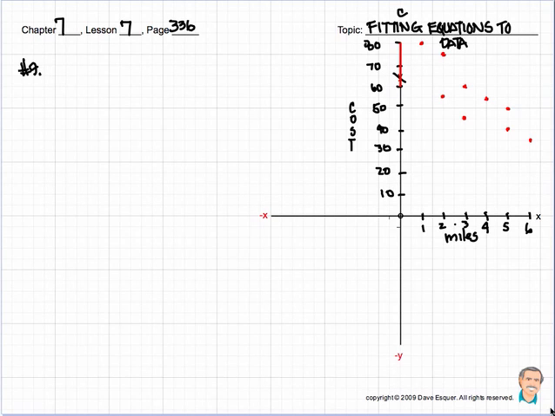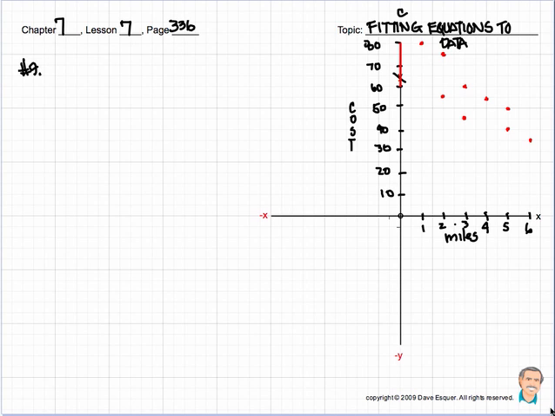Chapter 7, Lesson 7 is on page 336, and we're going to use the information we've learned so far to fit equations to real-world data. These equations are approximations to the data. Things are not as exact as they are in the problems we were doing previously. Here are some data in problem 9.